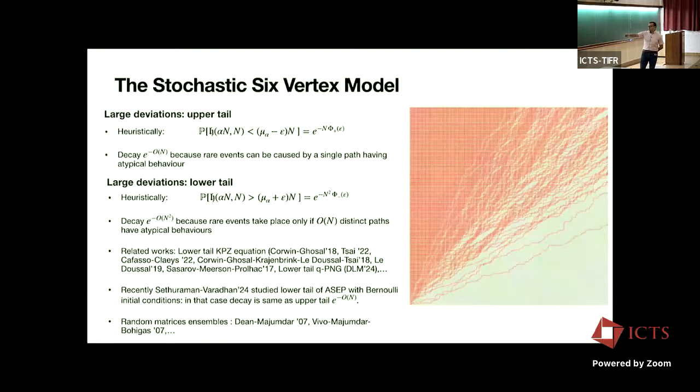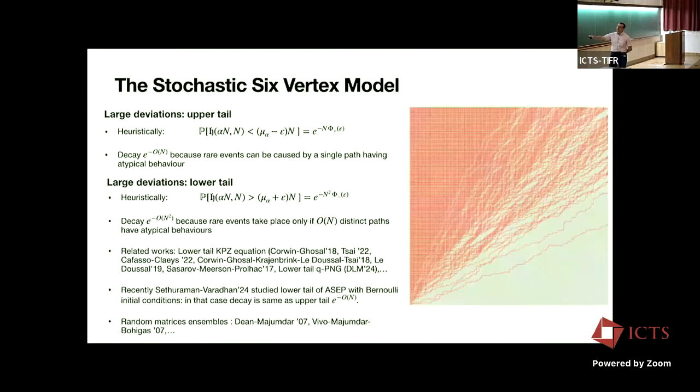So more on the other, probabilists have considered similar problems of lower tail. For example, recently this year, Setsuraman and Baradan studied the lower tail large deviation of the ASEP, but in a slightly different situation than ours, where boundary conditions, which in our case we take to be deterministic, were random, Bernoulli boundary conditions in their situation. In this situation, the decay of the lower tail is actually the same as that of the upper tail.